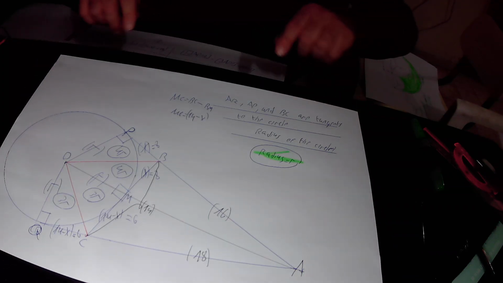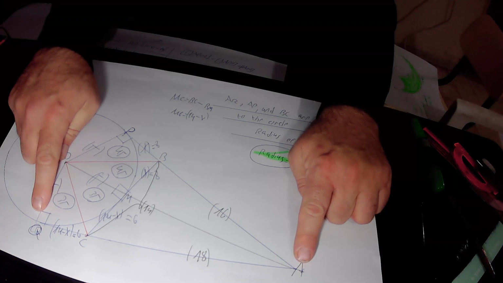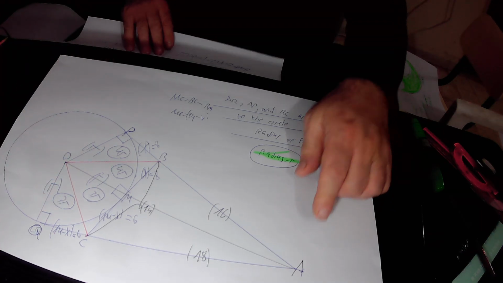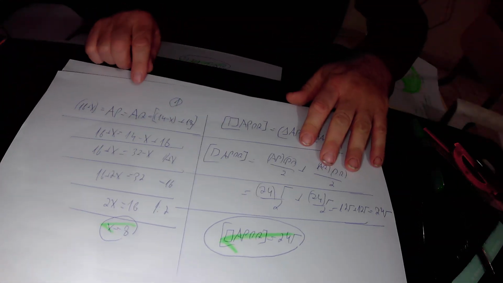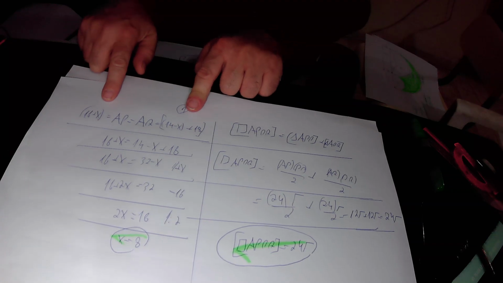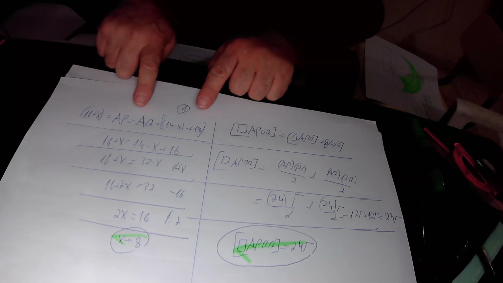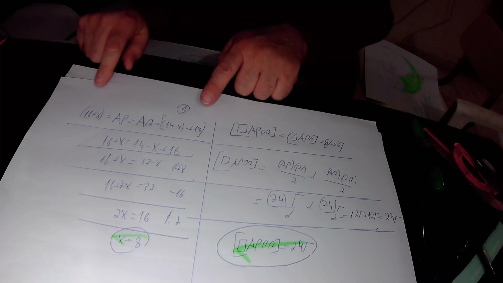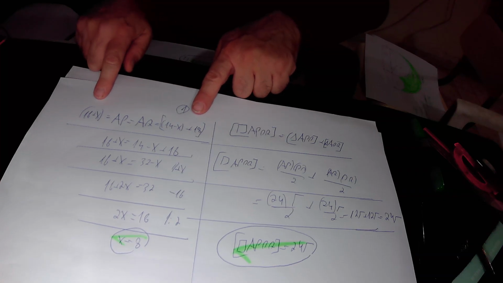AQ in total equals QC, that is 14 minus x, plus CA, that is 18. So in total, QA equals 14 minus x plus 18. Those two sides of the equation are equal to each other. That is to say, 16 plus x equals 14 minus x plus 18.